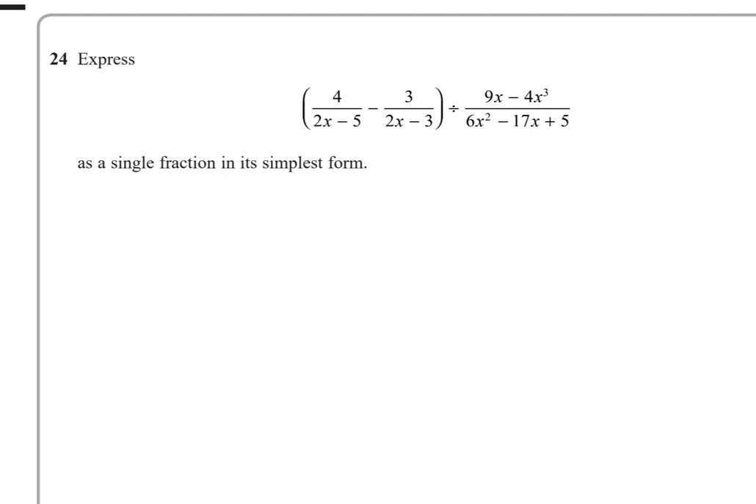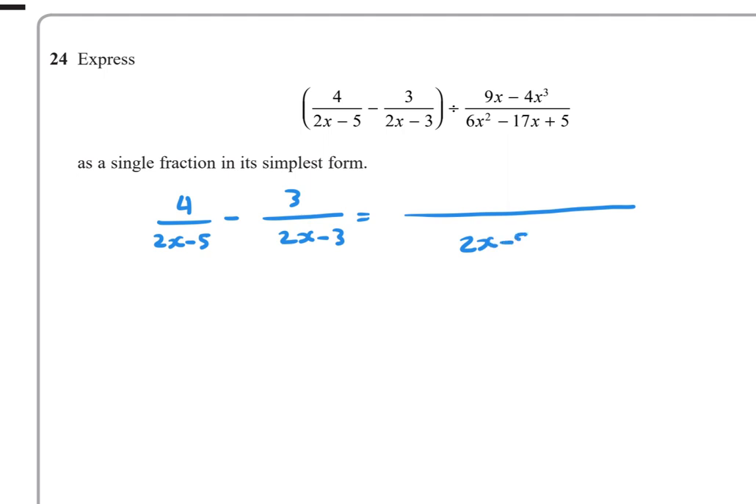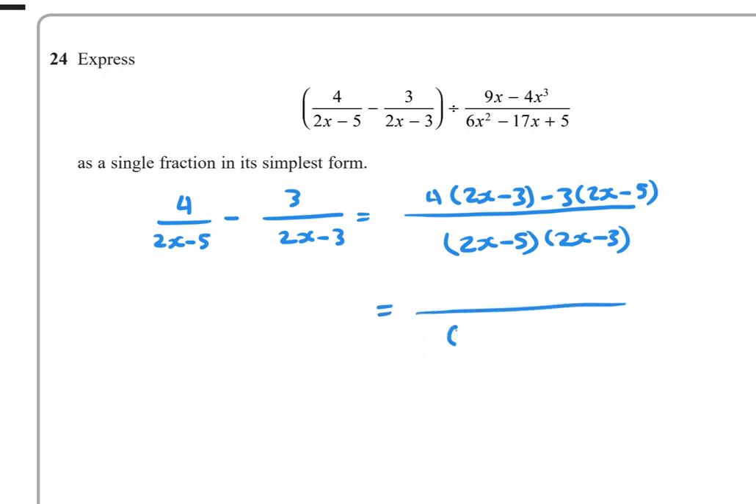Do the bracket first, so do the subtraction first. 4 over (2x minus 5) minus 3 over (2x minus 3). Multiply the denominators, so (2x minus 5) times (2x minus 3), then cross multiply and start with 4, so 4 times (2x minus 3) minus 3 times (2x minus 5). So keep the denominator, (2x minus 5) times (2x minus 3).